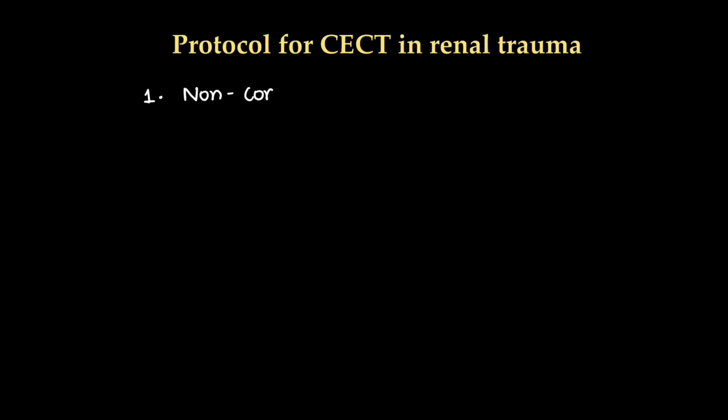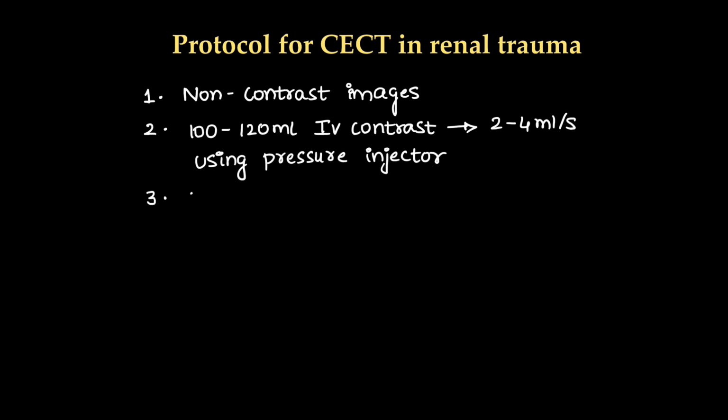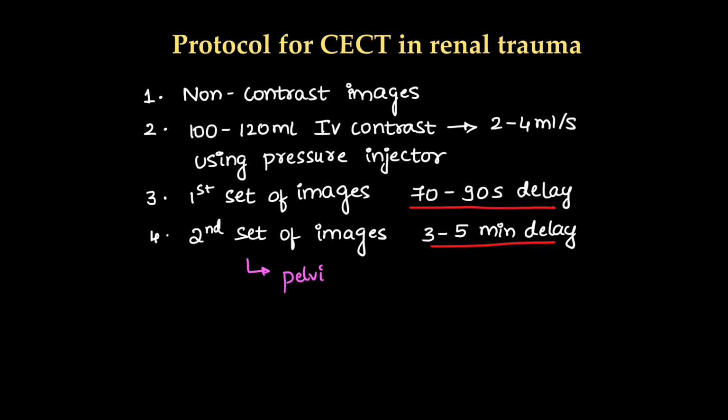Coming to the protocol of CECT in renal trauma patients. First, immediately the non-contrast images of the sequence have to be taken. Then give 100 to 120 ml of IV contrast at 2 to 4 ml per second using a pressure injector. Next, the first set of images we take at a 70 to 90 second delay after giving the contrast. The second set of images we take at a 3 to 5 minute delay. This is used for pelvicalyceal system assessment, and the first images were for the parenchyma.